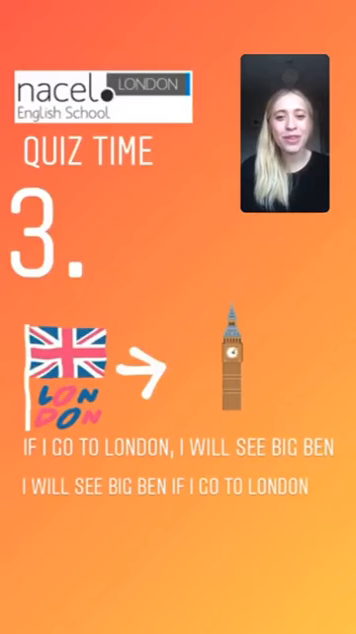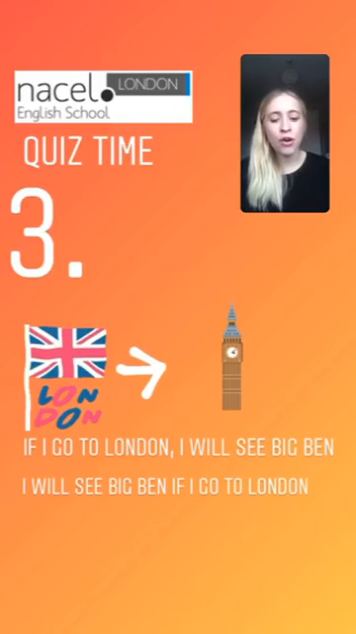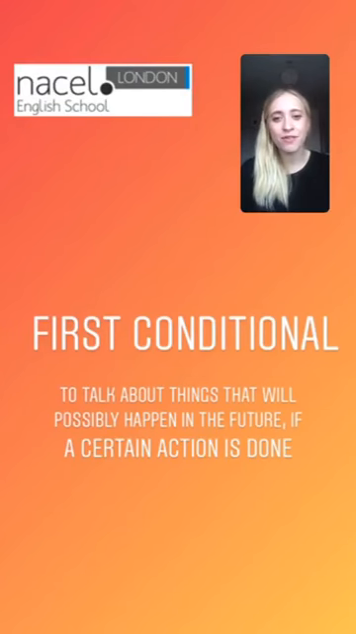And finally, number 3 then is, if I go to London, I will see Big Ben. Or I will see Big Ben if I go to London. The same, guys, if you've said visit or a different verb but use the same structure, then fantastic, you can have that as well. Okay, so that is our first conditional.